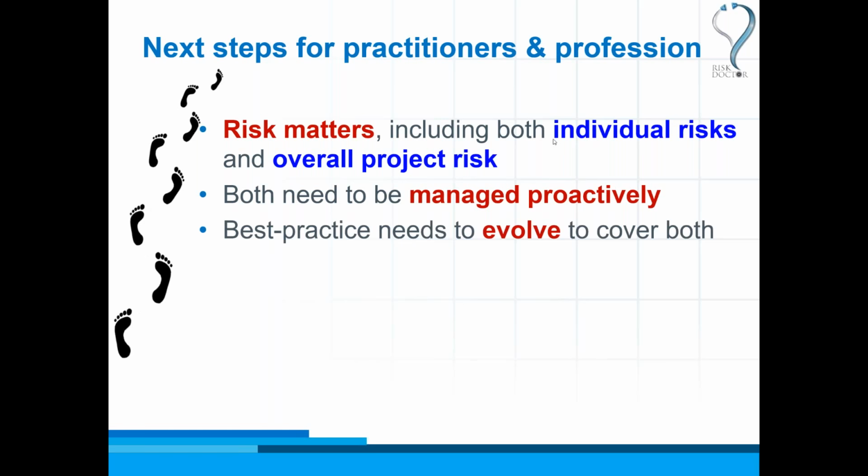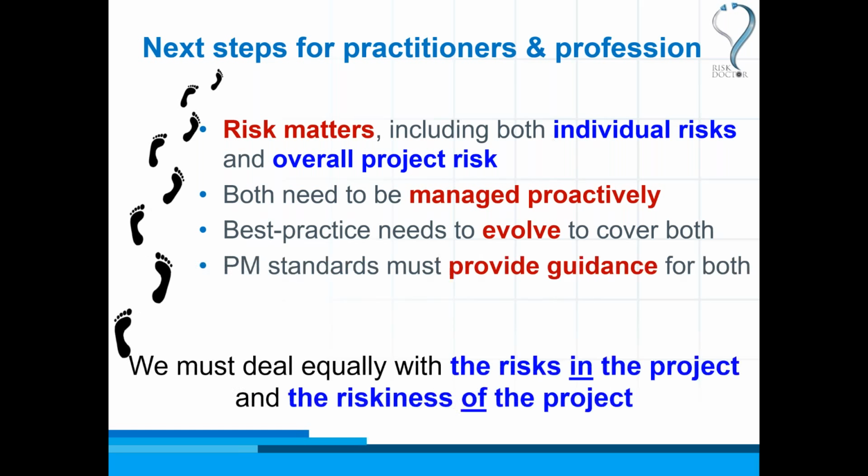So what we need to do is to develop our best practice to cover both of these aspects. For most people, for most projects, for most organizations, they only think about individual risk. And so what we need to do is to develop techniques and practices to cover both. And the project management standards also need to help us to do that. And you'll have seen in this presentation that PMI in the practice standard and in the PMBOK guide are telling us how to manage both individual risks and overall project risk. And so is the UK risk management standard as well.